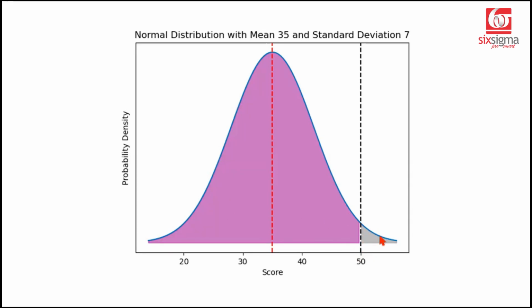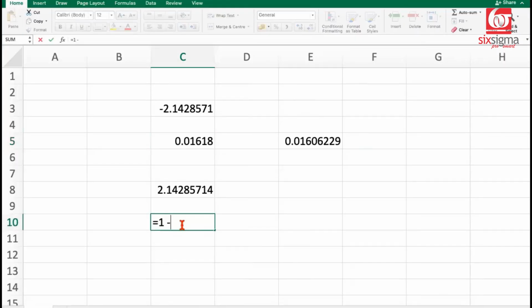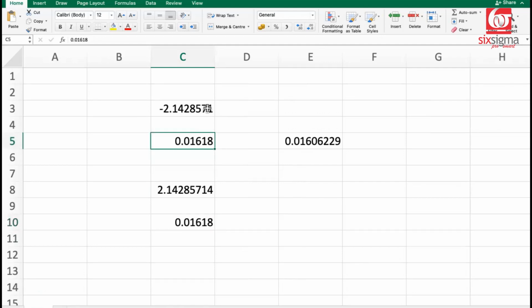If I add this purple region and the gray region, this should add up to 1, right? So if I already know that this purple region is 0.983, and I subtract it from 1, I'll get the gray region. Okay, so let's do that. We have to do 1 minus 0.98382. See, this is an identical answer that you got. So we could solve that using the trick because luckily there was a complete symmetry here.